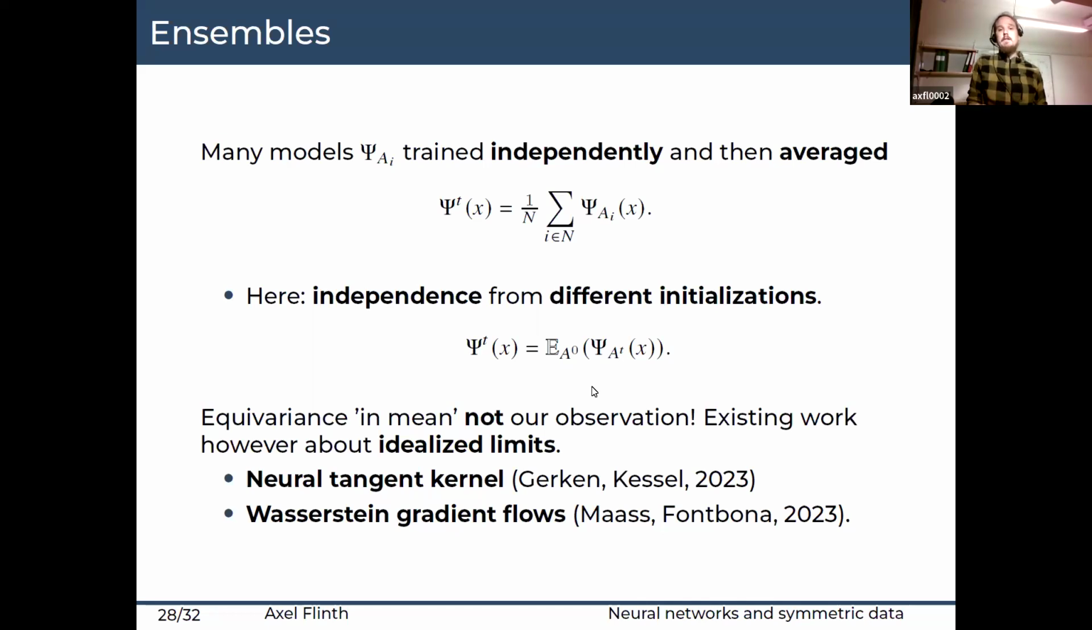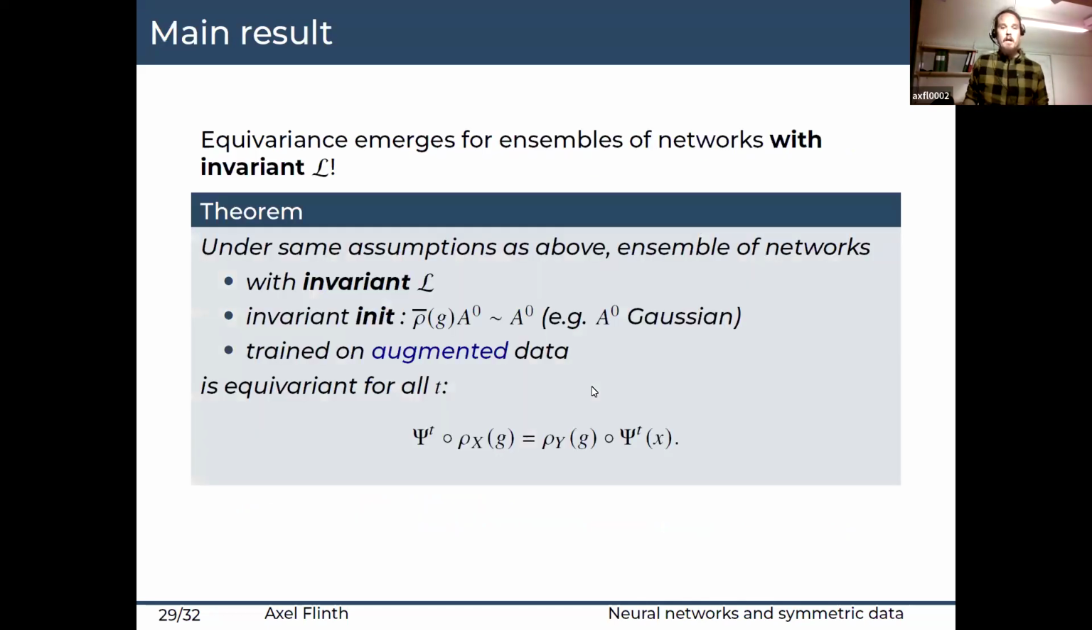So what we set out to do is to show that we get equivariance also in an ensemble of bona fide finite-width neural networks. And we have managed to do this. And what is interesting is that this invariance condition on L is again important.